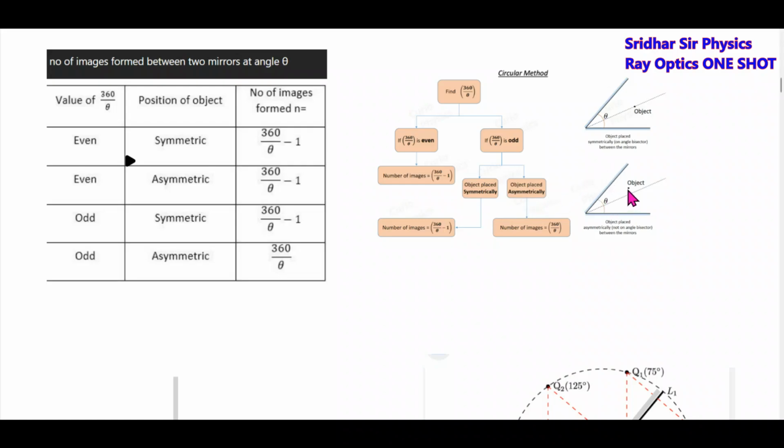Asymmetric means like this here. Suppose the object is placed so that this angle is 20 and that is 30, then definitely this will become asymmetric. Now, there's one generalized formula which you can remember, very, very useful for you. So we'll take one example.